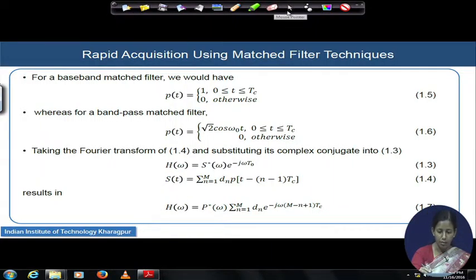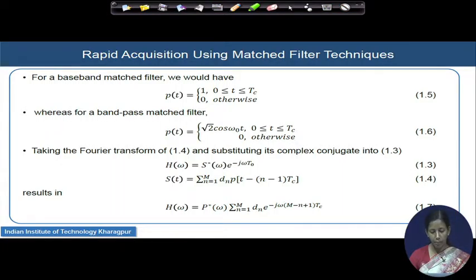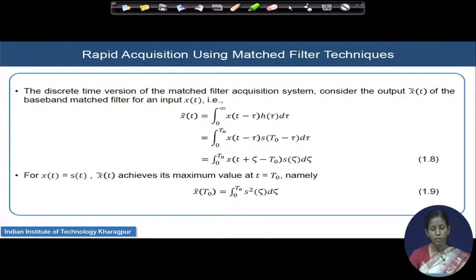It was done in the last class. So after this recap, let us proceed. We are interested in getting the discrete time version of this matched filter acquisition system, because we wish to put it in a circuit inside the discrete time domain for easy handling.